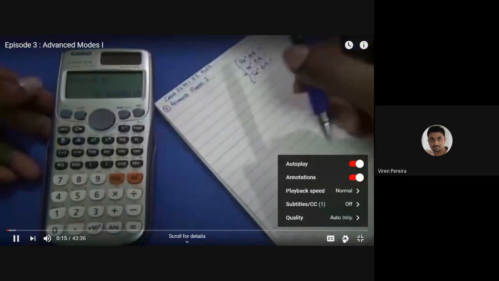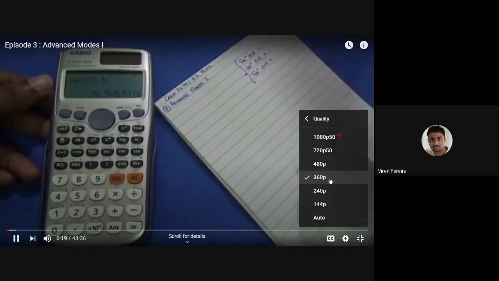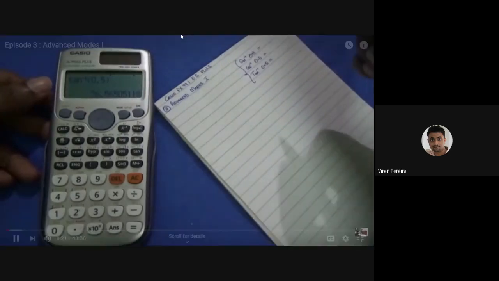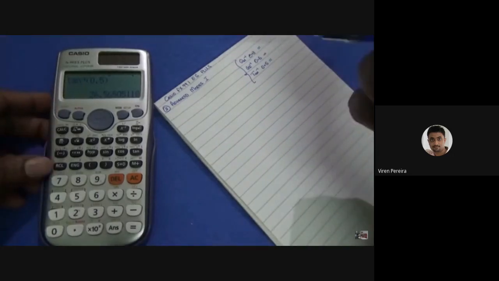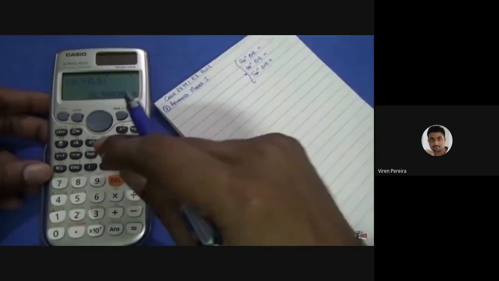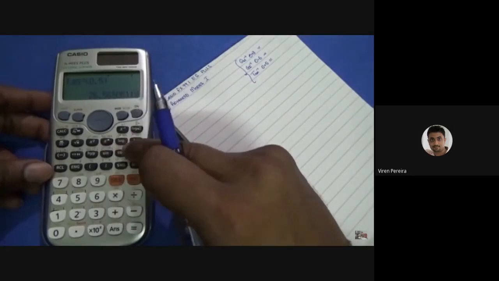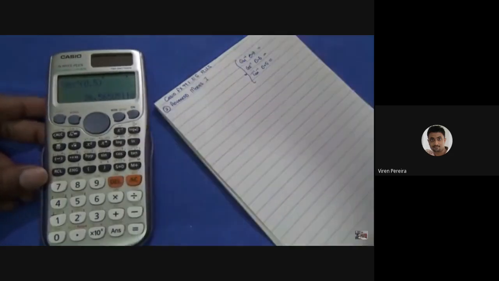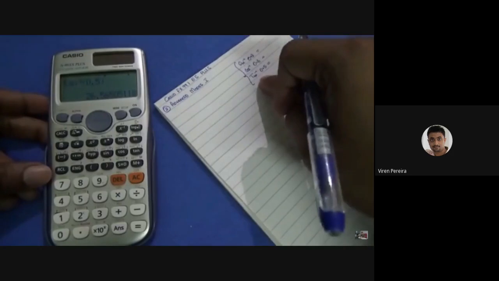Well, my name is Professor Viren Pereira and today I'm going to talk to you about the advanced modes 1 of FX991 ES Plus. Now, before we go to advanced modes, there was a certain topic that I did not cover in basic functions, which is the trigonometric aspect. So in the trigonometric aspect, I basically covered sine, cos and tan. But sine inverse, cos inverse and tan inverse were remaining.